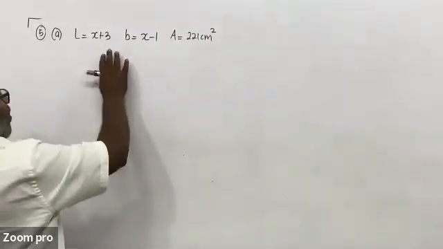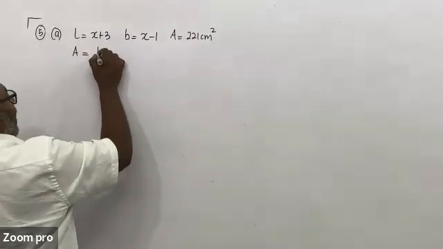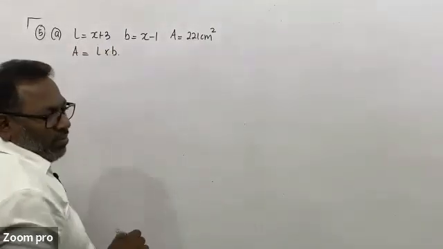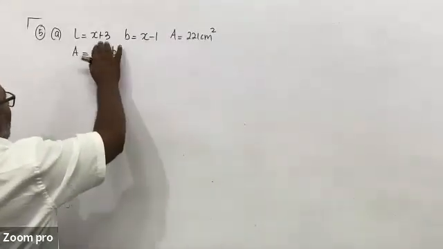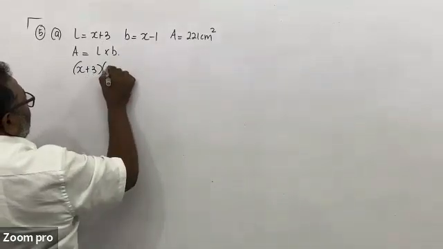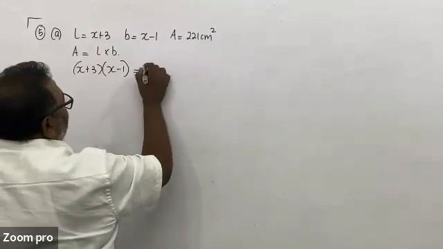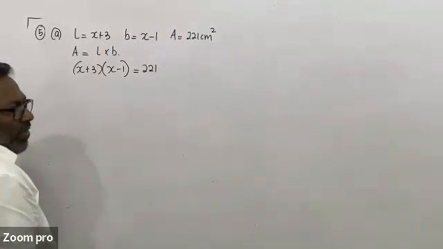So how do you find the area of a rectangle? Area of a rectangle is length into breadth. Okay. So here your length is x plus 3 into x minus 1 is equal to your area, which is 221.